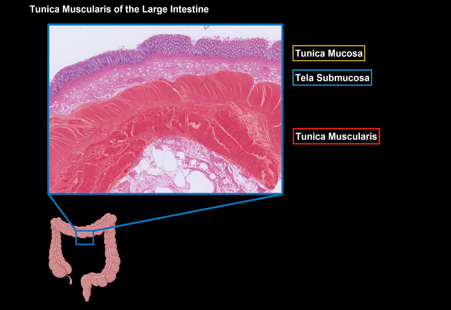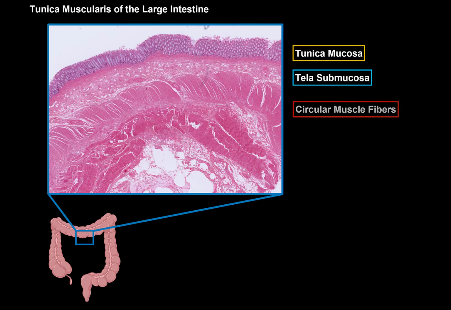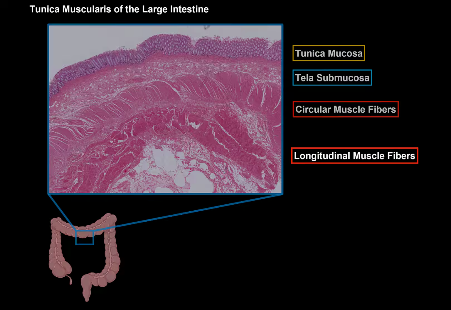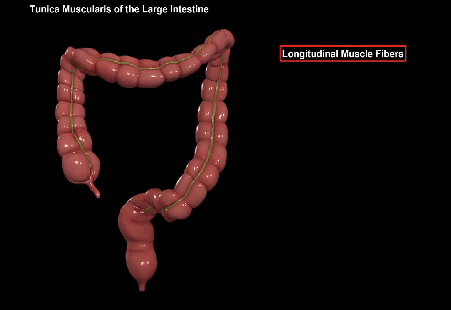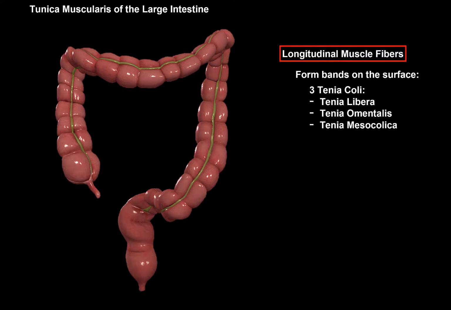Next we have the tunica muscularis, right here, consisting of two parts. The inner layer being circular muscle fibers, and the outer layer being longitudinal muscle fibers. But the longitudinal muscle layer does not continue over the whole surface of the large intestine. There are some bands located on the surface of the large intestine that are formed by the longitudinal muscle fibers being bundled together. And they're called taenia coli.